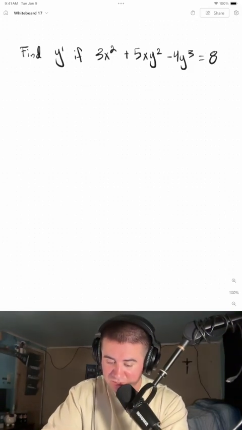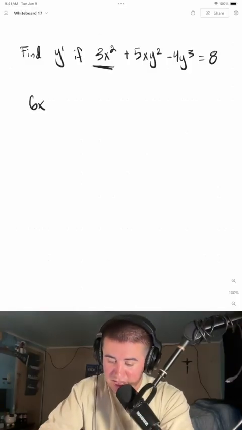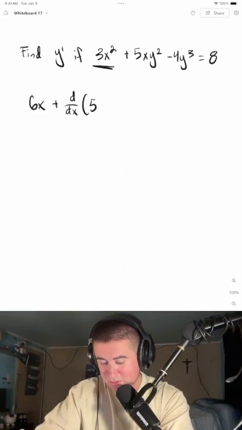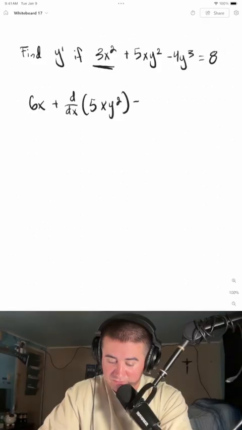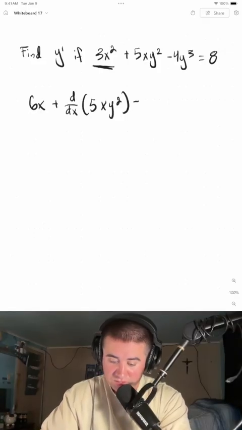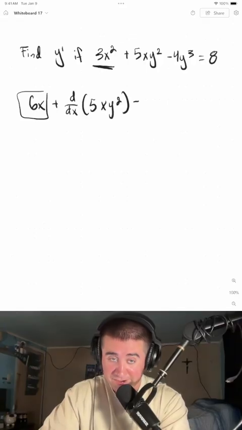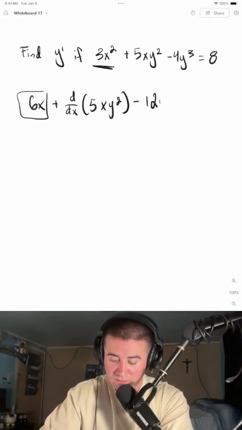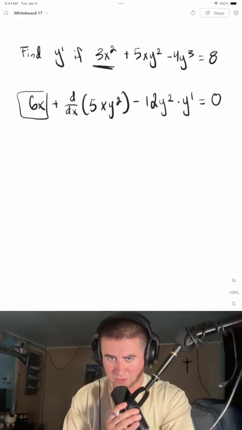So we'll take the derivative of the first term here, 3x squared. Of course, that is 6x. So then you take the derivative of 5xy squared, and then minus the derivative of 4y cubed. That one's going to be easy. The 4y cubed is going to be 12y squared. But remember, because it was a y, we're going to be multiplying a y prime. So we're going to have minus 12y squared multiplied by a y prime, and then the derivative of 8 is 0. I left here the not difficult one, it's basically just product rule.